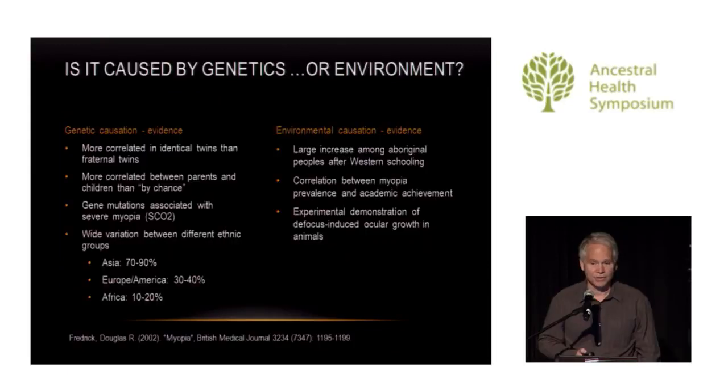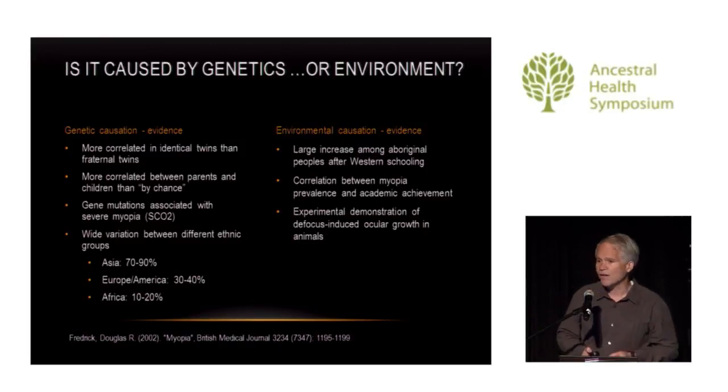Genes identified like SCO2, which has to do with copper metabolism, are implicated in severe myopia. And there's wide variation between different ethnic groups. So for example, it's much higher in Asia, 70 to 90% in some countries, maybe a third of people in the US or Europe have myopia, and it's much less common in Africa.